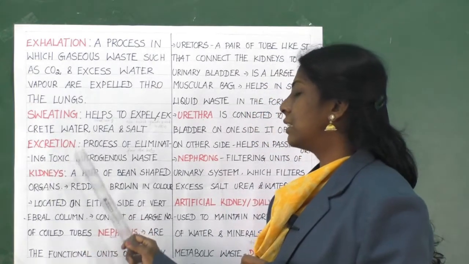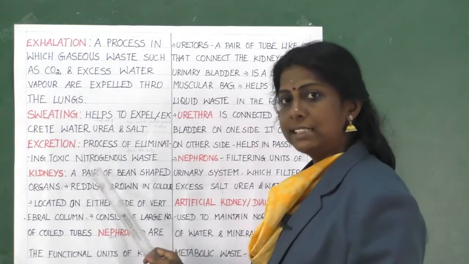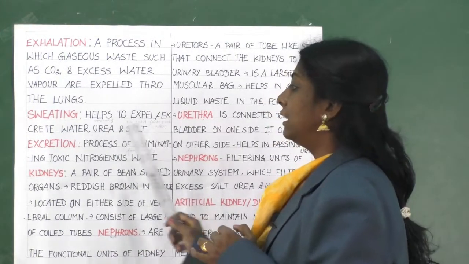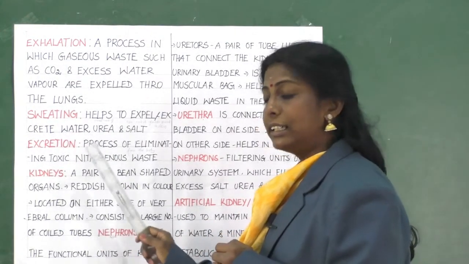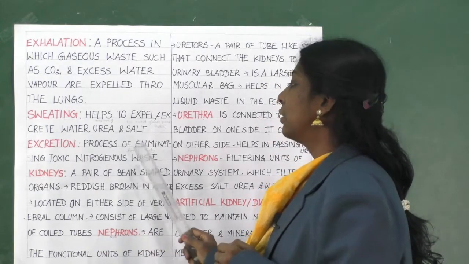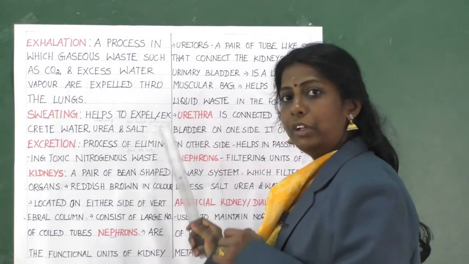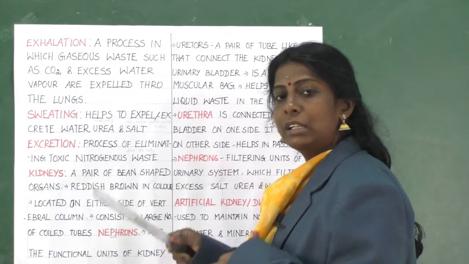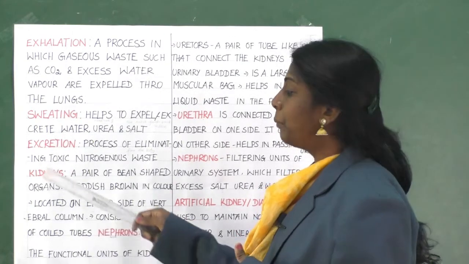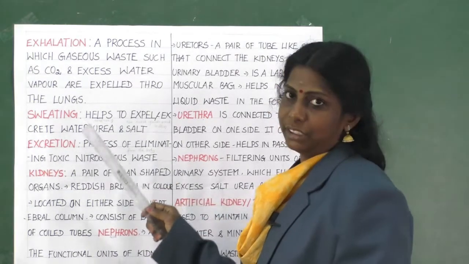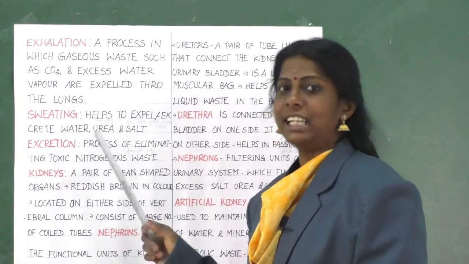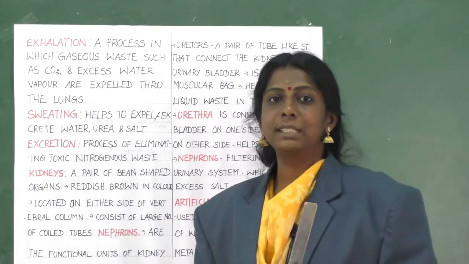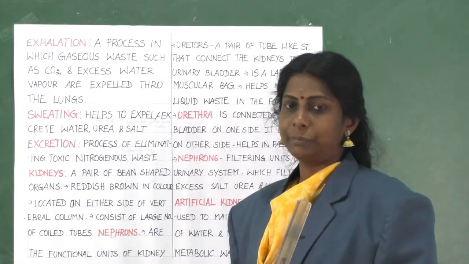Next process is excretion. What do you mean by this? This is nothing but a process of eliminating toxic nitrogenous waste from the body. Where we are removing the nitrogenous waste from the body, that process is said to be excretion. Clear, children? Yes.